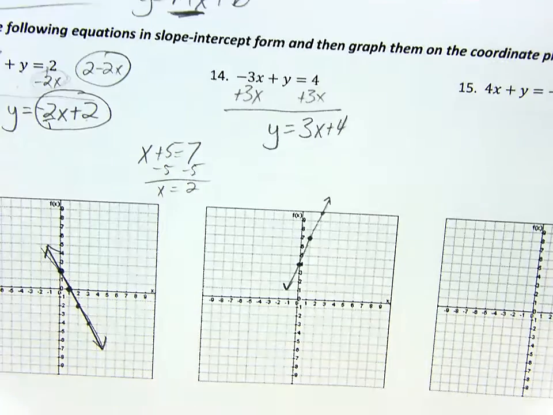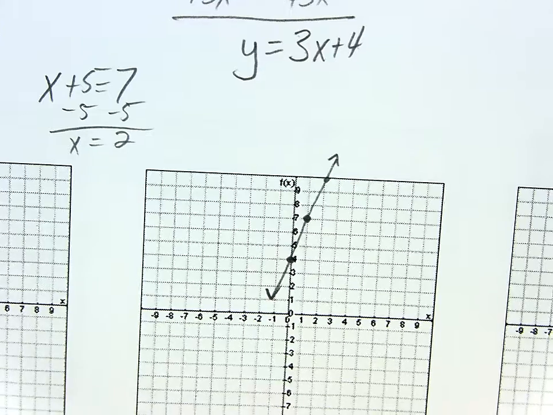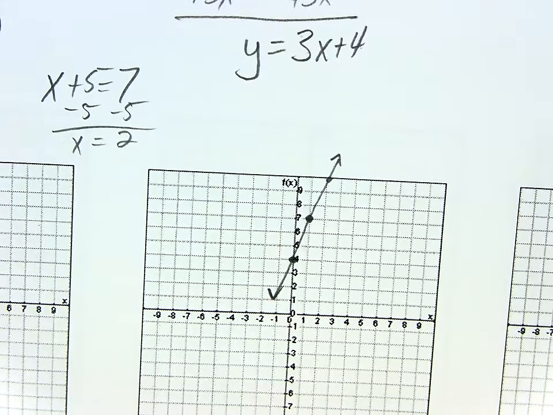Did everybody graph what I graphed? So we should have started at positive 4. And then my slope is 3 over 1, right? So up 3 to the right 1 I should have gone. Okay.